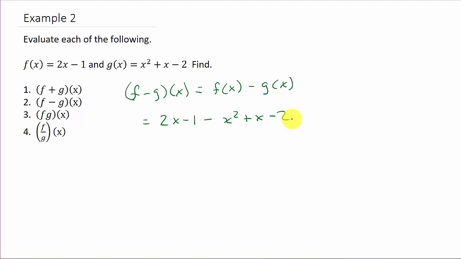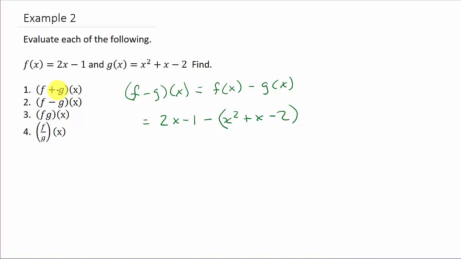What did I do wrong in this step? I've got a mistake on here. Pause the video and think about it, and then play the video. See if you can see what I did wrong. Well, notice this is f of x minus g of x. So it's f of x minus g of x. It's minus the whole thing. I have to put it all in parentheses.